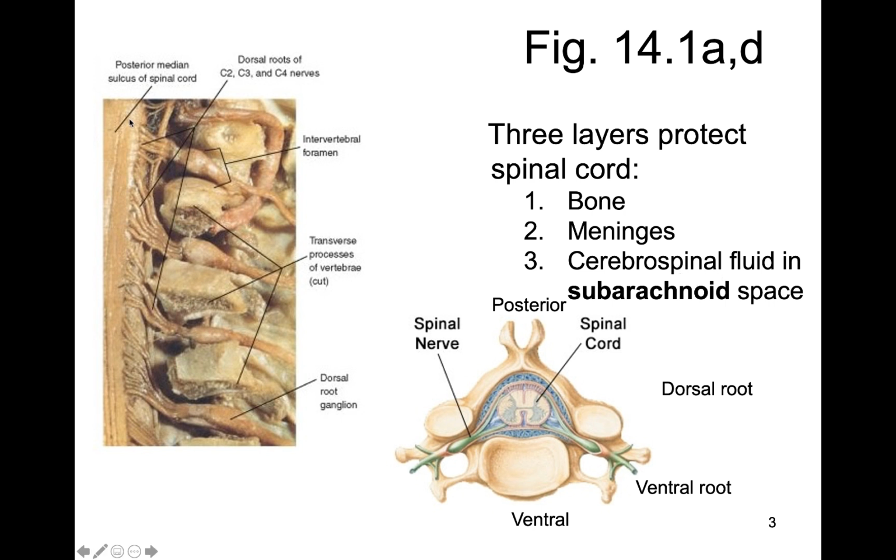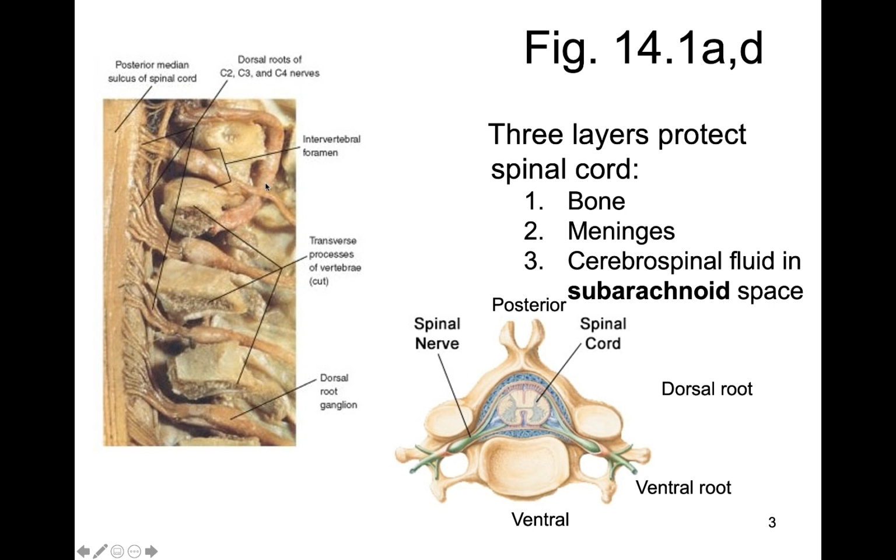On this picture, you can see the posterior median sulcus. So that's the one I showed you on the last slide. You have these roots, dorsal and ventral. This is called the dorsal root because it's on the dorsal side, and then you have the ventral root on the ventral side. Once they come together, they meet here.